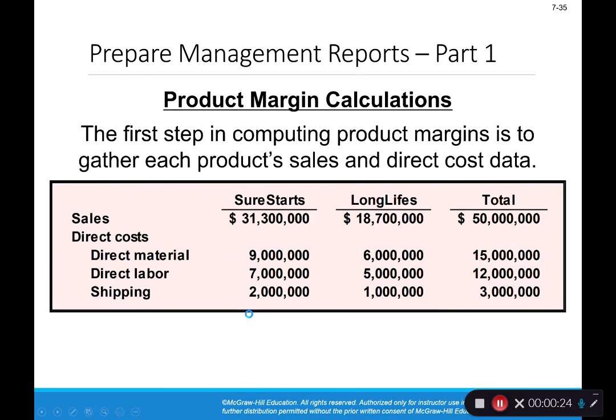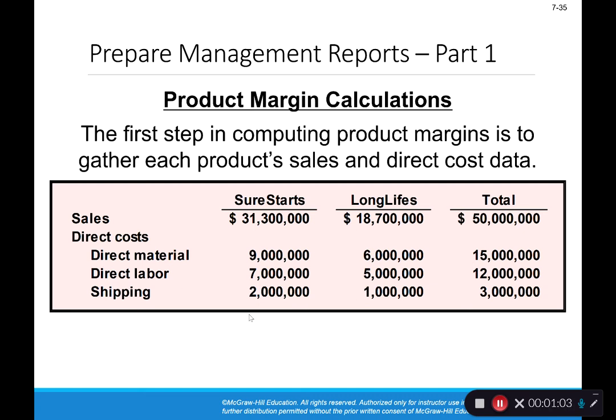So let's get started. Our product margin calculations are going to involve taking the revenue we generate from our products minus the costs. We'll start by allocating direct costs to each product. Remember, the direct costs are direct materials, direct labor, and then under ABC, we also include shipping costs. Those are all costs that we can directly trace to each of our product lines. So for our purposes, these are numbers that were just given, and we would subtract them from our sales.